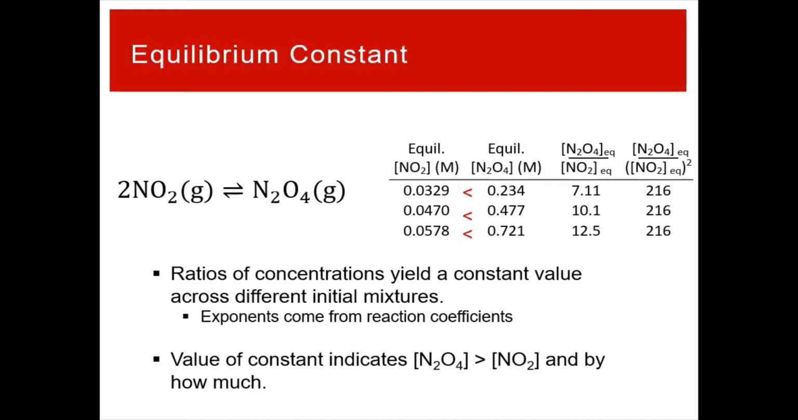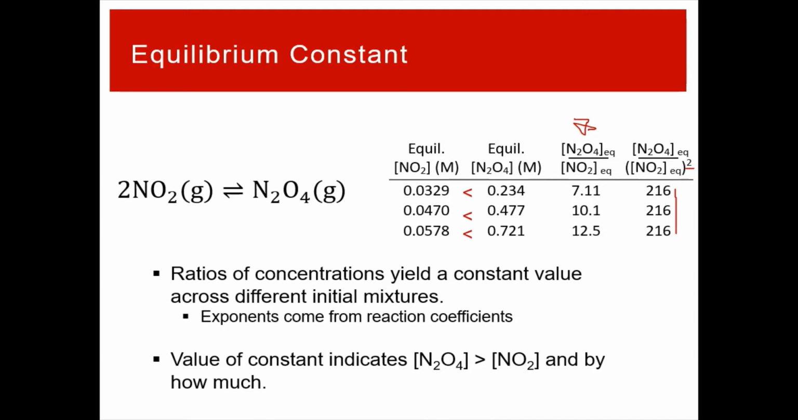Since we're looking at relative trends, we can start to think about taking ratios. There's more N2O4, well, how much more? If we just take a simple ratio, the concentration of N2O4 to NO2, we get similar numbers, but not quite right. What we end up having to do is take an exponent. We get a 2 if we square the concentration of NO2 once the system reaches equilibrium. We can see that we get the same number every single time, 216. So this is a constant value.